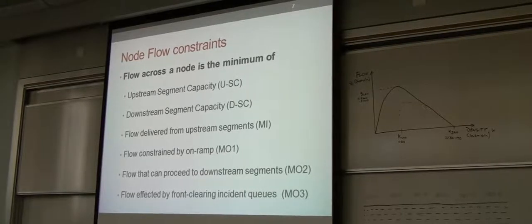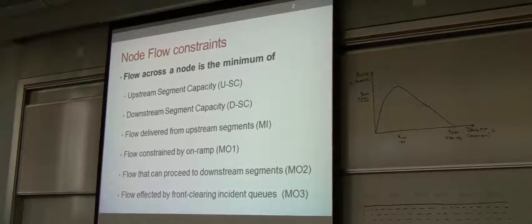It can also be constrained by an on-ramp, where the mainline demand has to share capacity with the on-ramp, and there are certain algorithms that allocate capacity between the mainline and the on-ramp, and we refer to that as the MO1 constraint. It can also be constrained by any queue in the downstream segment, where depending on the severity of the queue, depending on the density, there's some available storage capacity within that downstream link. And if that link is full, then traffic cannot proceed anymore.